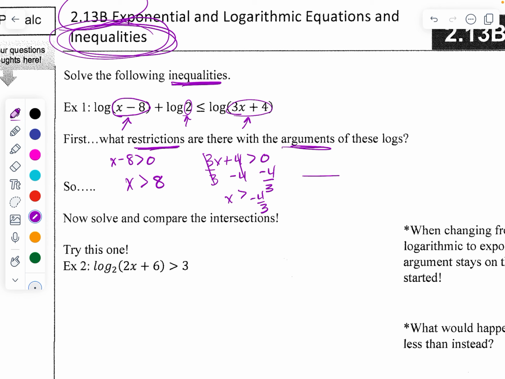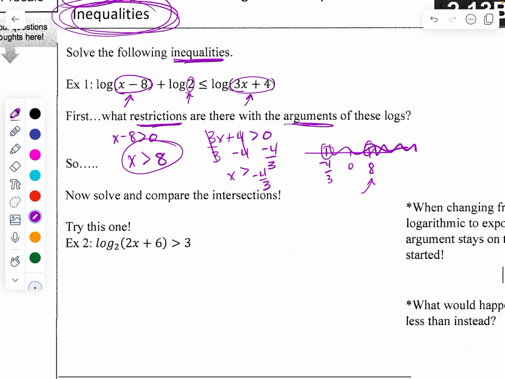If I put these on a number line, here's negative 4/3, here's 0, here's 8. This looks like this, and the 8 looks like this. The one that is really more restrictive is the 8. So this is the one that I'm going to focus on, okay? Out of the restrictions for those arguments, the one that makes the most difference is that whatever x is, it does have to for sure be bigger than 8, because that's the most restrictive one.